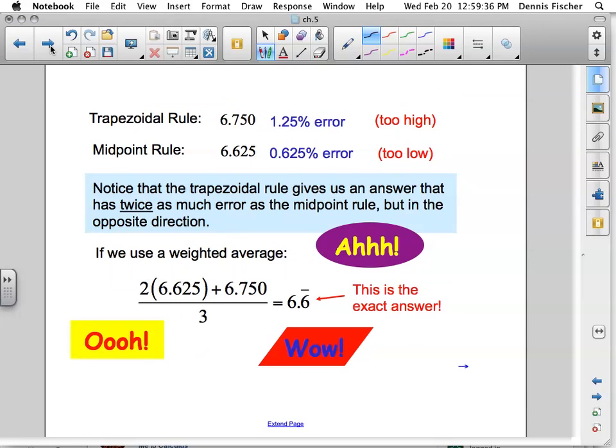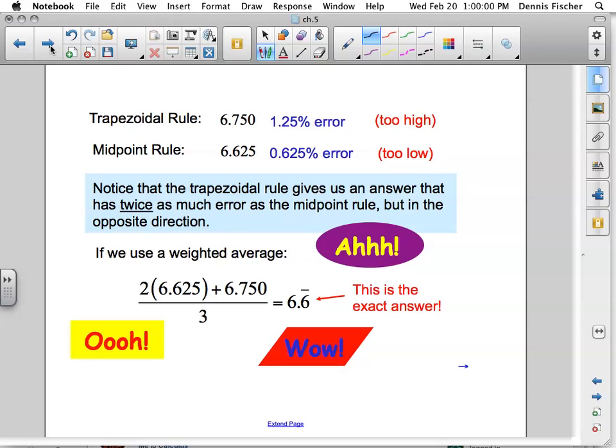So, I like how they did this. Trapezoid rule, this is somebody else's, not mine. Trapezoid rule has a 1.2% error. Midpoint, this. Notice that the trapezoid rule gives us an answer that has twice as much error as the midpoint rule, but in the opposite direction. So we're too high instead of too low.